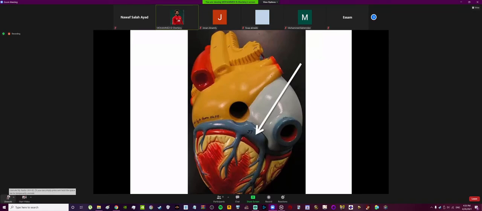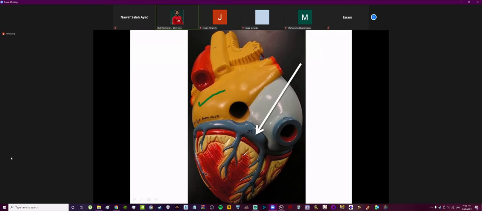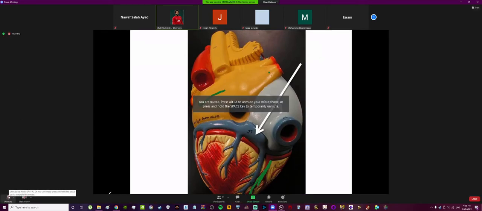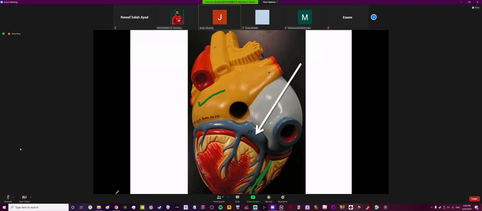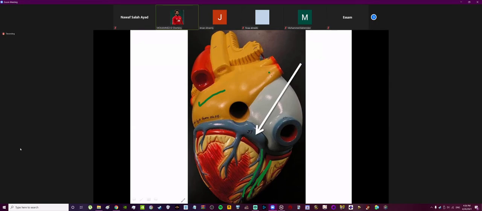Identify the marked arrow. Coronary sinus. What is this? Left atrium, excellent. Pulmonary veins, excellent. And identify this artery. Posterior interventricular artery, excellent. Any vein with the posterior interventricular artery will be the middle cardiac vein. Bravo.